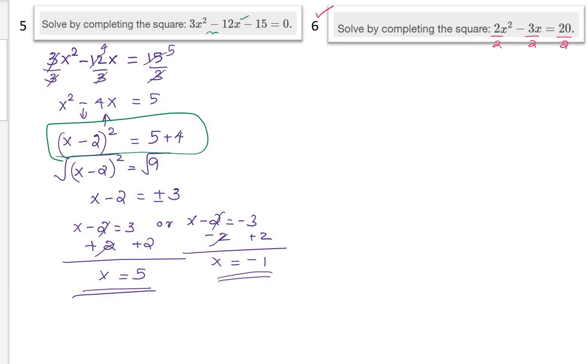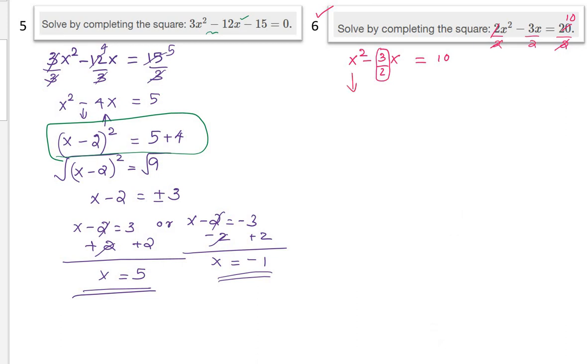So the leading coefficient becomes 1, because it is 2/2 x² − 3/2 x = 20/2, which we know is 10. Now look at the coefficient of x, which is 3/2. Take half of that one.